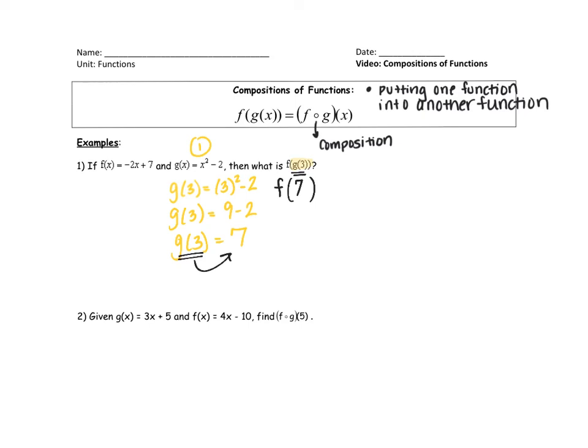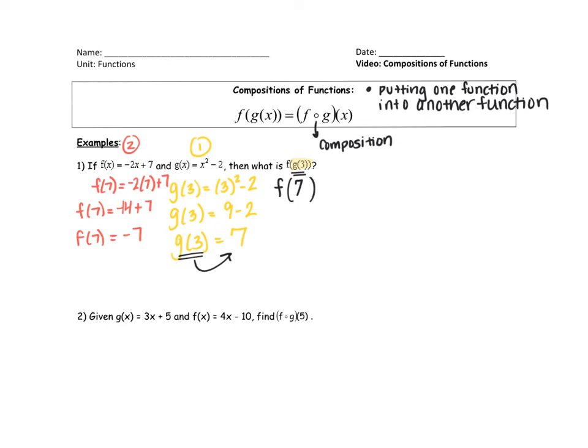So that will lead me to my second step. Now I'm going to go into f and find f of 7. That means everywhere I see an x, I'm going to put a 7. So negative 2 times 7 plus 7. We can go ahead and simplify that. Negative 2 times 7 is negative 14, plus 7 is simply negative 7. So what you did was you put two steps together to get a final answer.